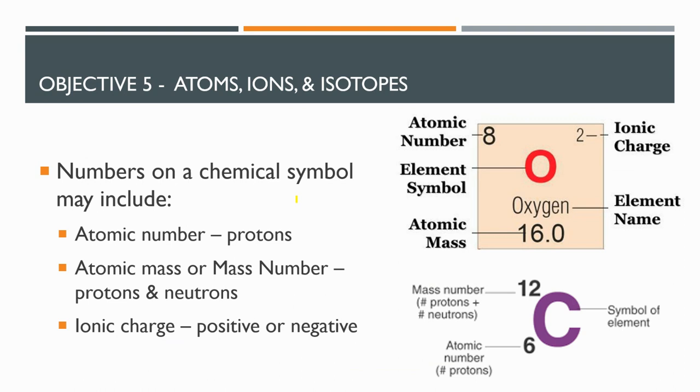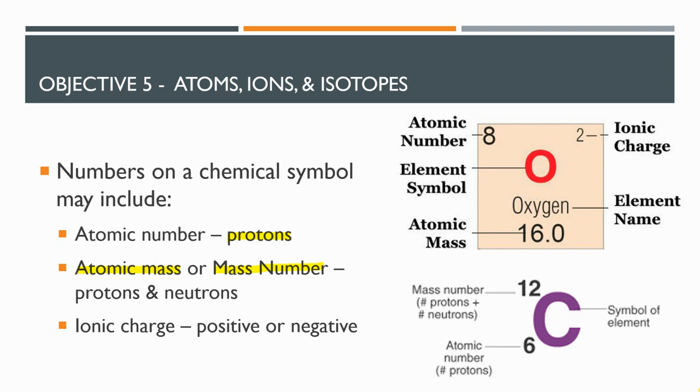All right, so sometimes those ionic charges will be on the periodic table. Once again, it depends on what periodic table you're looking at. Always you will see the atomic number, which remember is just protons. You'll see the atomic mass, or sometimes the mass number. Once again, it depends on what periodic table you're looking at.